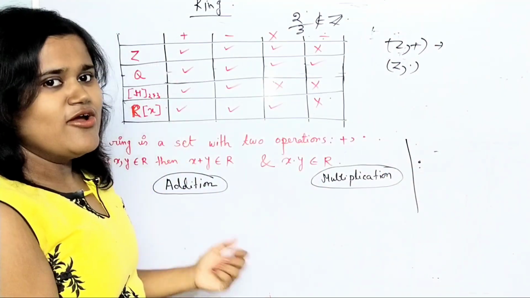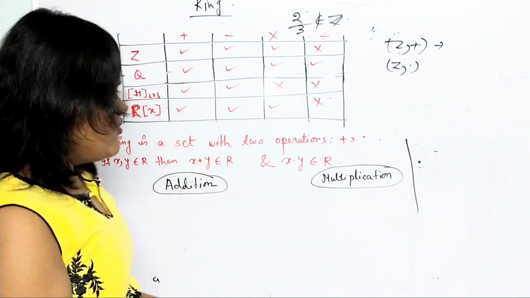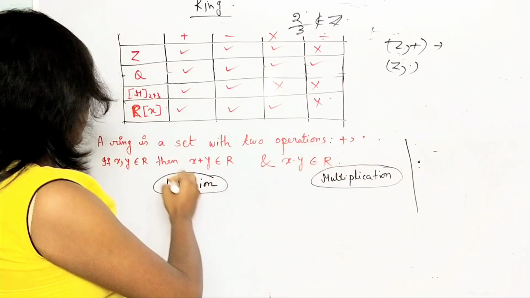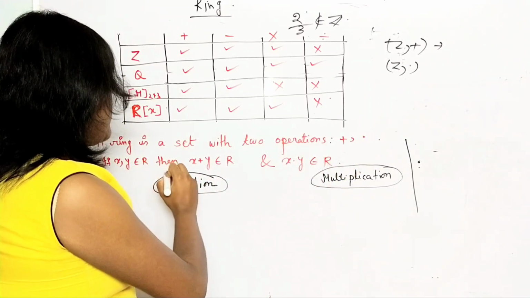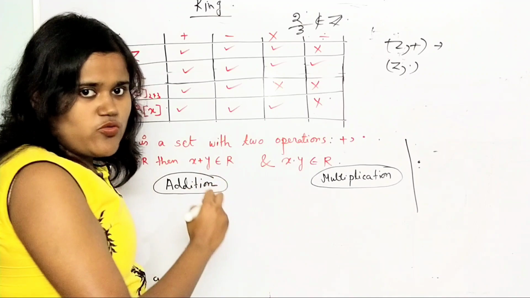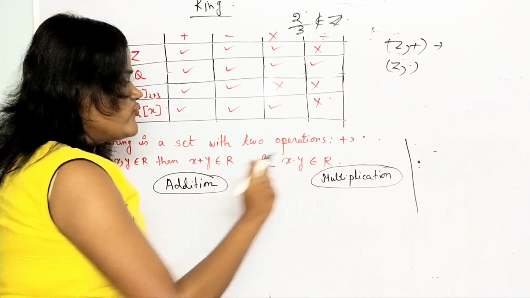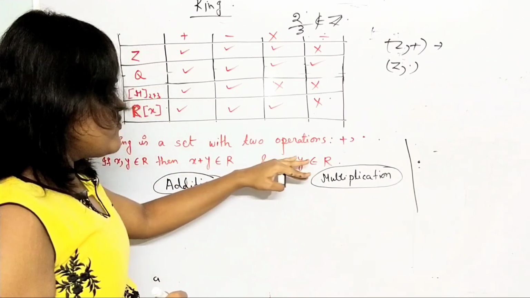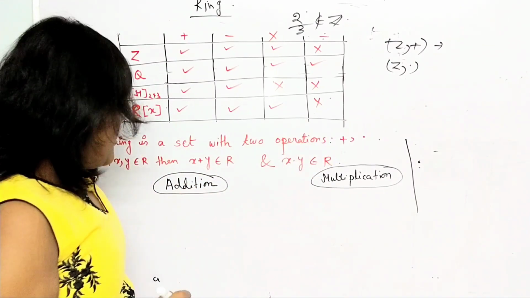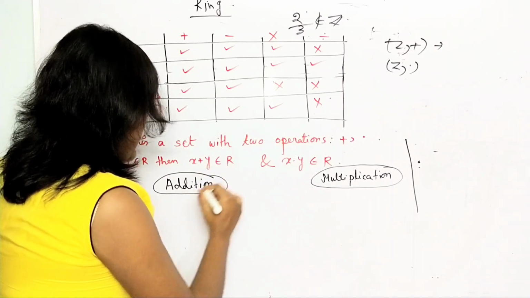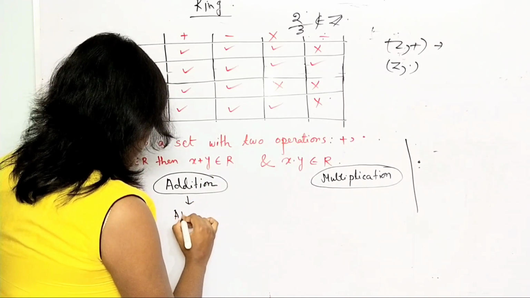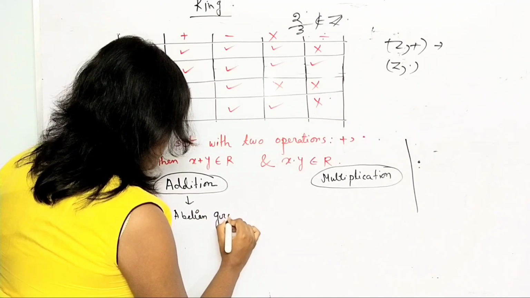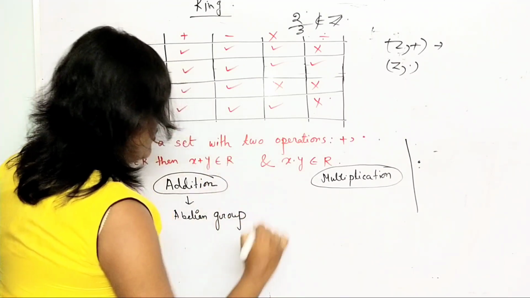Okay, now we are ready to read the textbook definition of a ring. Let's start. A ring is a set with 2 operations, plus and multiplication, such that for all x, y belonging to R, x plus y belongs to R, and x dot y belongs to R. So basically these are 2 binary operations. Now with respect to addition, this will form an abelian group.